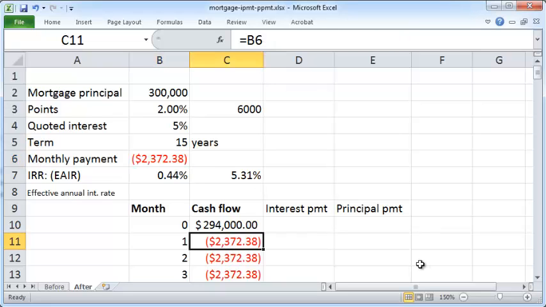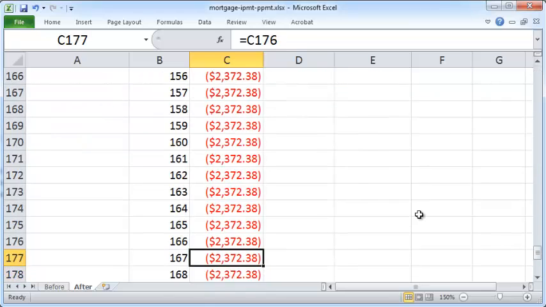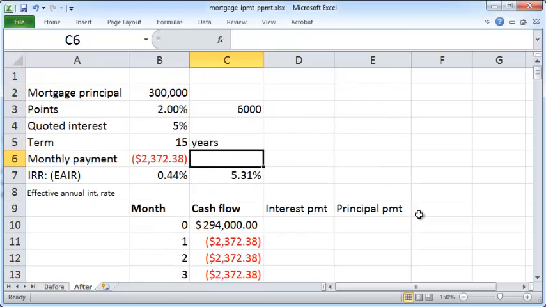Given that you're paying out this $2,372.38 every month, and you can see that it's a fixed payment every month all the way till your 180th month, which is your 15th year. What is the interest component of this amount, and what is the principal component of this amount? So now every time you pay this $2,372.38, part of this is going towards your interest payment, which is the interest on the outstanding balance, whatever is the remaining balance that you have, and the remaining is your principal. So how do you compute that? We can do that using the IPMT and PPMT functions. So let's get started.